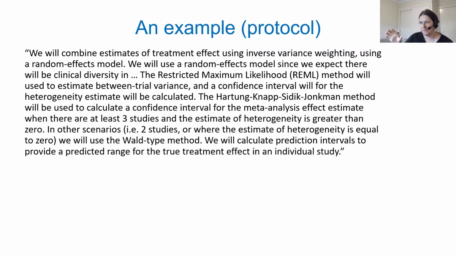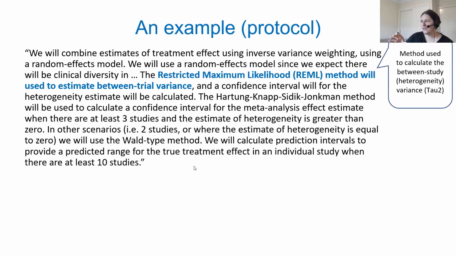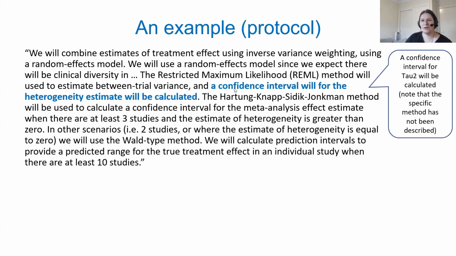So I'm just going to start with an example here of what you could write. The first thing here is that you would specify the particular method you'd use to calculate the between study variance. So in this case, it's the restricted maximum likelihood method. And then you would say, for example, if you plan to calculate a confidence interval for the heterogeneity estimate, you could say that here. You could actually go further and say something about the specific method, but there is only one confidence interval method for heterogeneity estimates available in RevMan at the moment.